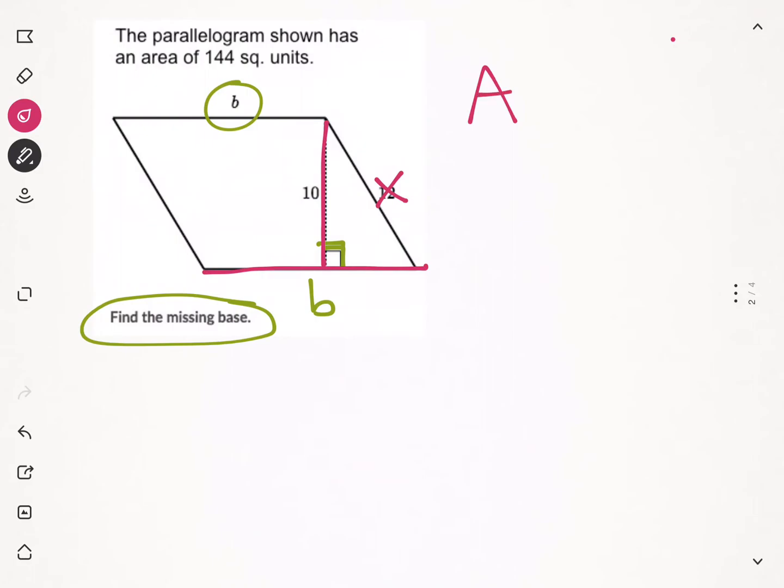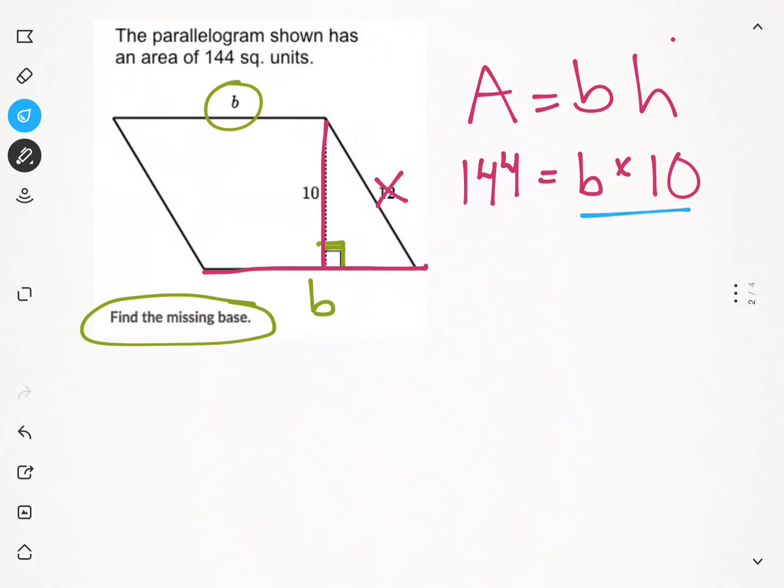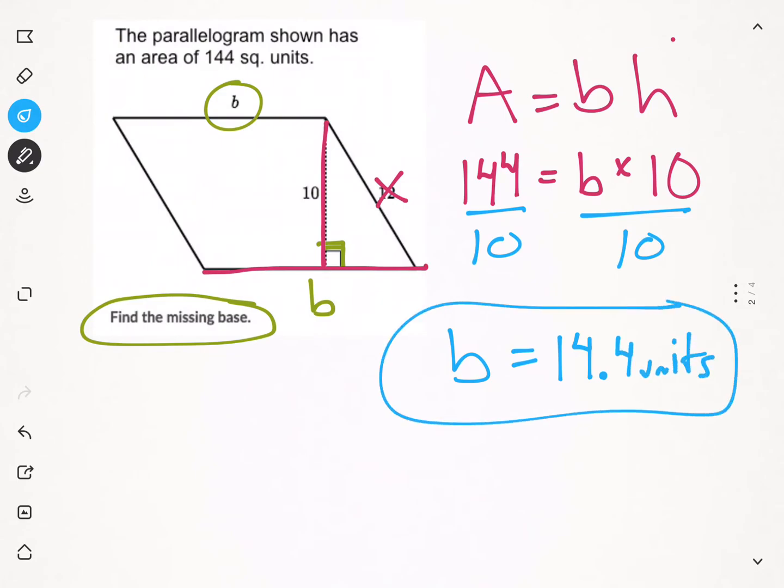So our formula, area equals base times height. We know the area is 144. Our base we don't know, times our height is 10. So to solve for the base, like I said in the previous slide, we are going to divide. Divide this side by 10, divide this side by 10. And we get that the base is 144 divided by 10, or 14.4 units. Okay, so it's just a simple division problem when we're finding the base.